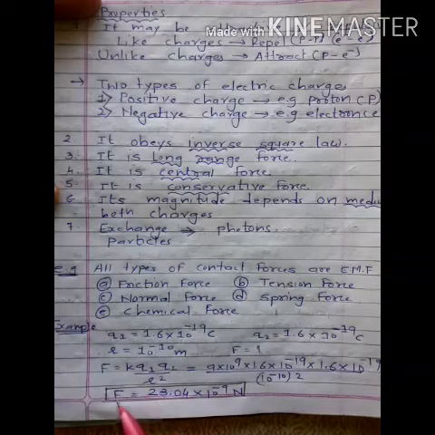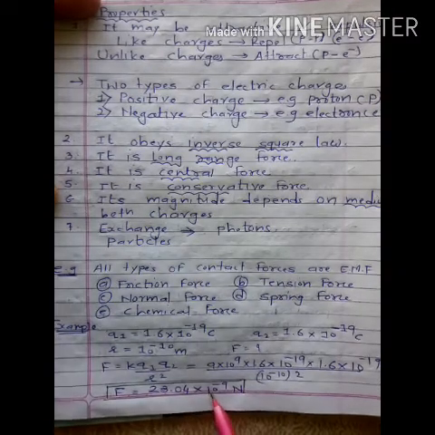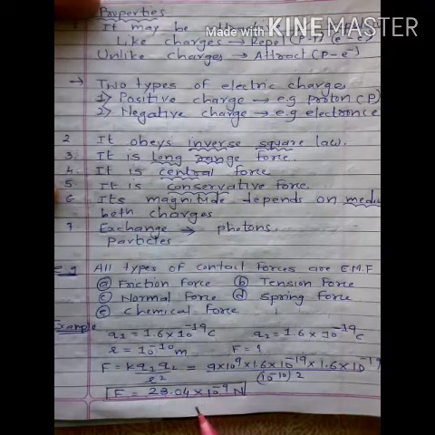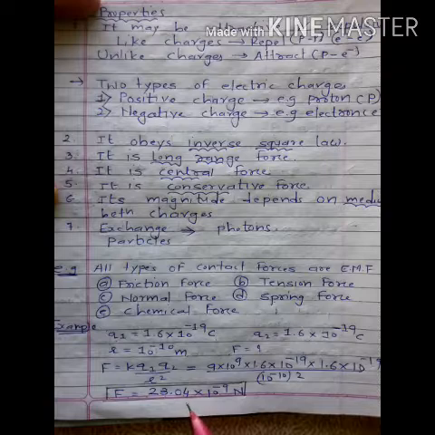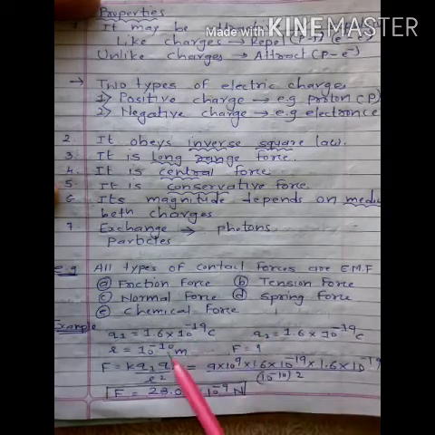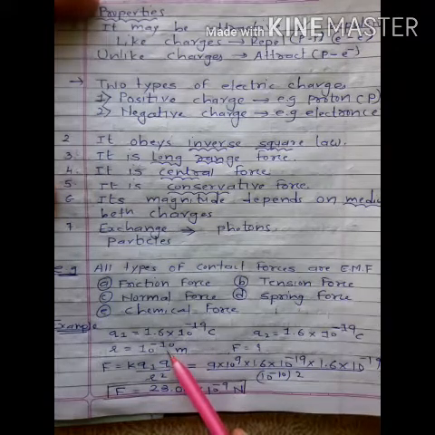So your answer is F equals 23.04 into 10 raised to minus 9 Newton. So this is the electromagnetic force, the Coulomb force acting between two charged particles placed at 10 raised to minus 10 meter distance in an air medium.